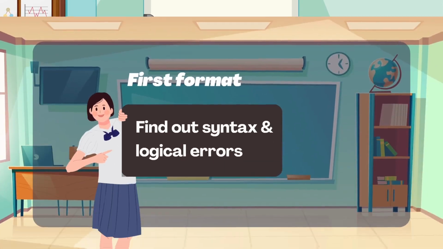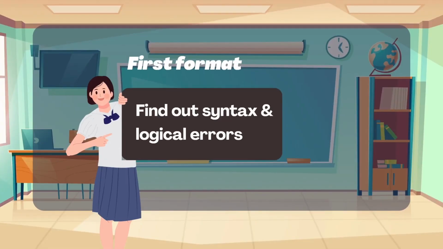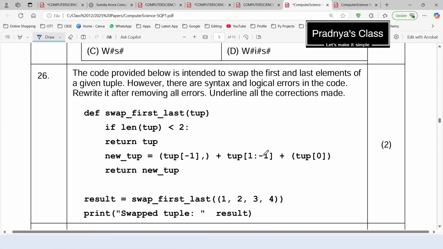So first of all, we are going to solve questions in which we need to find out the syntax as well as logical errors. Here is the first question. Read it carefully and try to understand the logic. What we are trying to achieve with this code is swapping the first element and last element of the tuple. Alright, let's analyze the code.